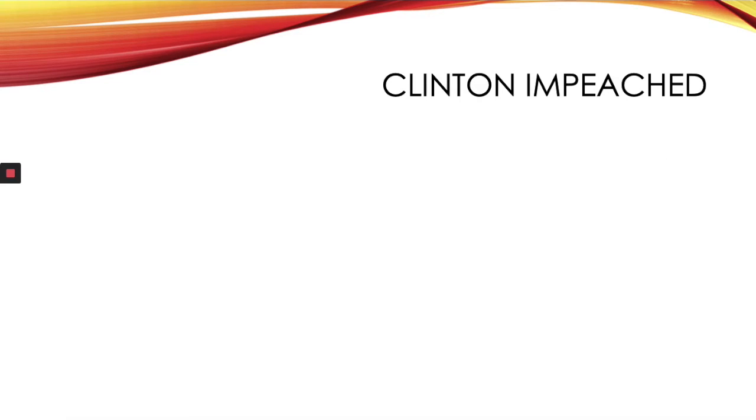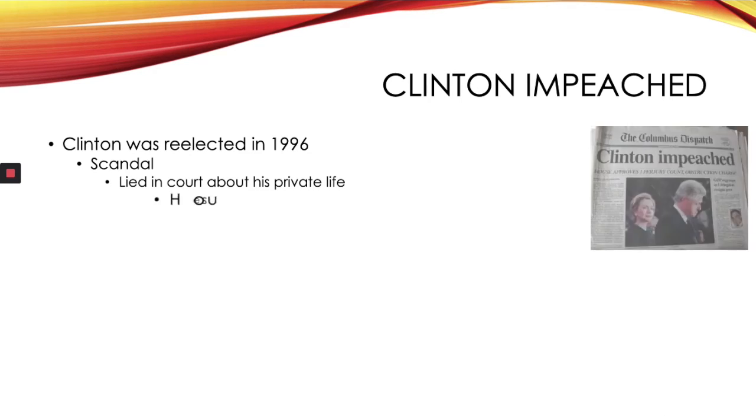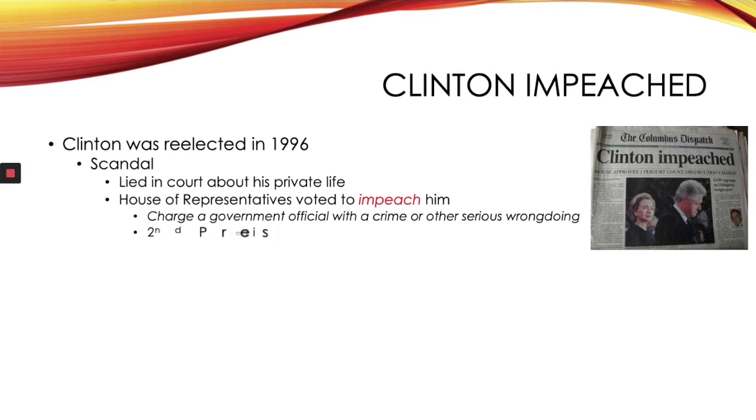Clinton, however, becomes impeached during his second term. After he was reelected, there was a scandal. He had lied about his personal life in court. And when you lie in court, that's called perjury. And so the House of Representatives voted to impeach him on the fact that he lied in court. So when you get impeached, that's when the government charges you with breaking the law, basically.